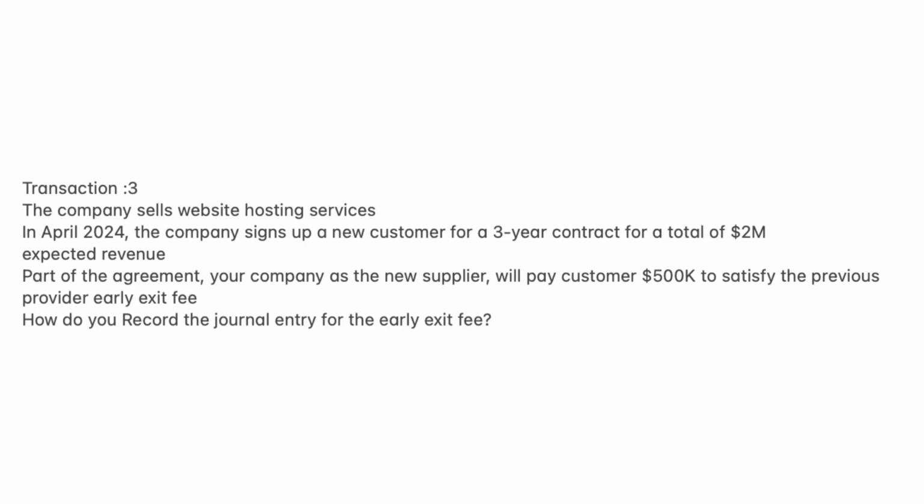Transaction 3. The company sells website hosting services. In April 2024, the company signs up a new customer for a 3-year contract for a total of $2 million expected revenue. Part of the agreement, your company as the new supplier will pay the customer $500,000 to satisfy the previous provider's early exit fee. How do you record the journal entry for the early exit fee?